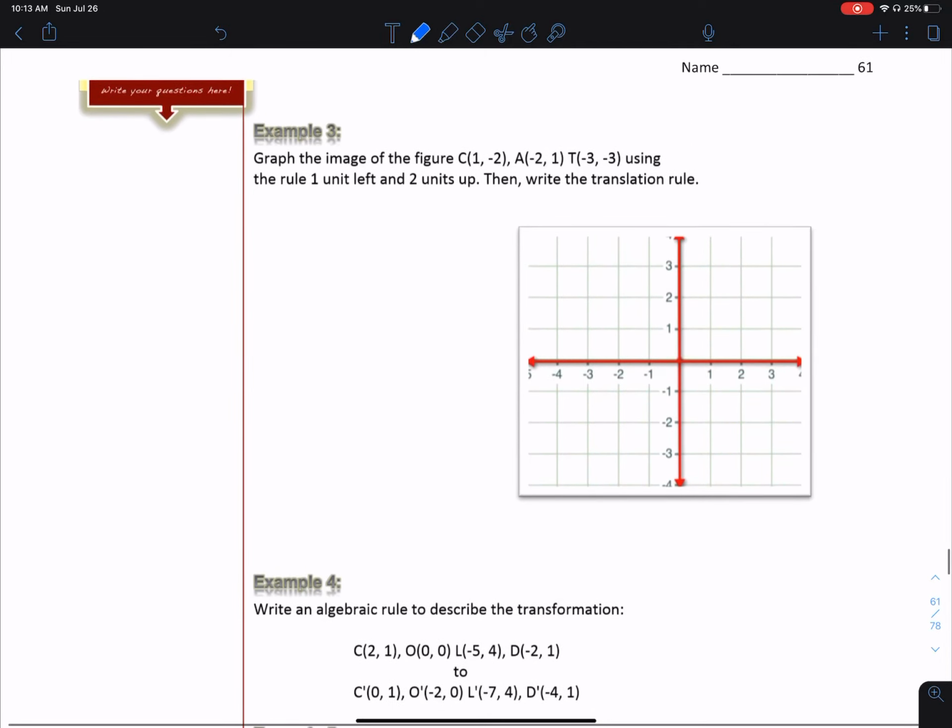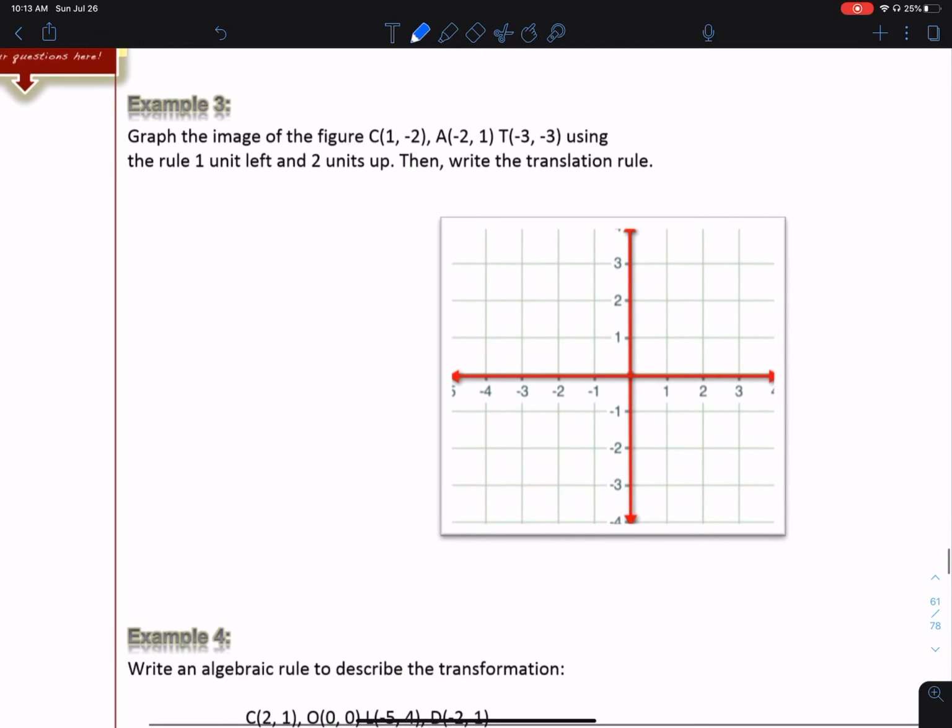Example 3, graph the image of this using the rule 1 unit left and 2 units up, then write the translation rule. Let's first graph the pre-image. So C is 1, negative 2. A is negative 2, 1. T is negative 3, negative 3.